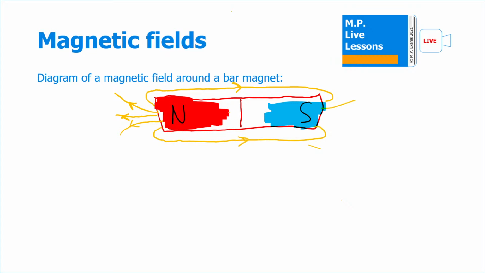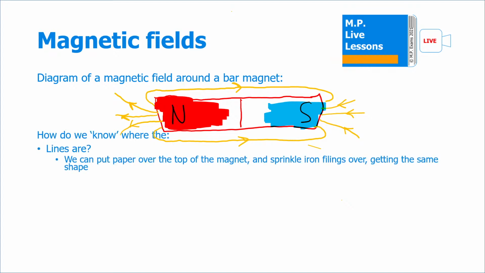And then you'll have at the south end, this is the receiving end of all these magnetic field lines. Now, how do we know it's like this? For example, how do we know where the lines even are? So we put paper over the top of the magnet, and then we sprinkle iron filings over it, and we get a very similar shape, often quite circular. How would you also know the direction? We use something called a plotting compass at various points around the magnet, and we record the direction and the line going through it, and that's why we get these arrows here.